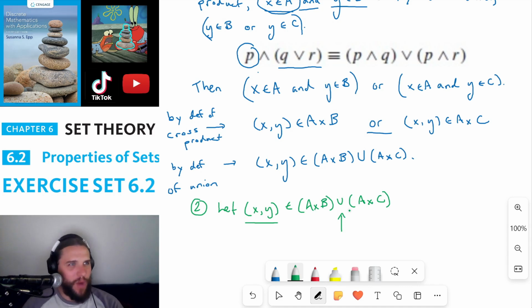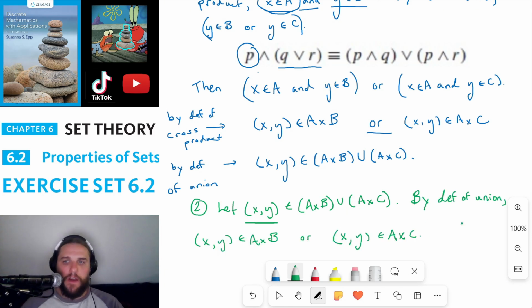It's kind of hard to see why this element would be an ordered pair, but I think it helps to go through this proof to show that eventually this element is an ordered pair, and then rewrite this proof by representing this element as an ordered pair. The first operation that we're going to unpack is this union, since this is the last operation done in this expression here. So by definition of union, X comma Y is an element of A cross B, or X comma Y is an element of A cross C.